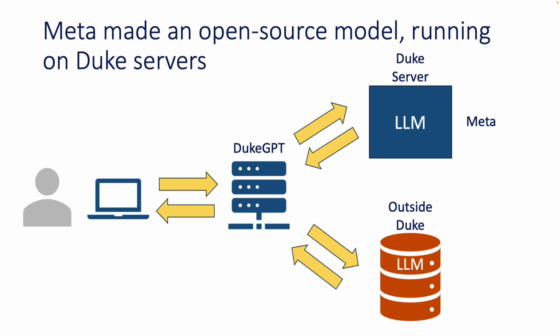Well, it turns out that Meta made models that are open source. Open source means that we can download the source code from the internet for this model. Because we can download this model and its source code, it means we can install it on any computer, and this is called an open source model. This model then means that Duke can install it on its computers. So Meta made an open source model that runs on Duke servers.